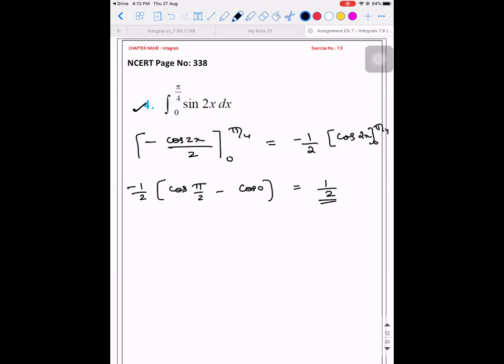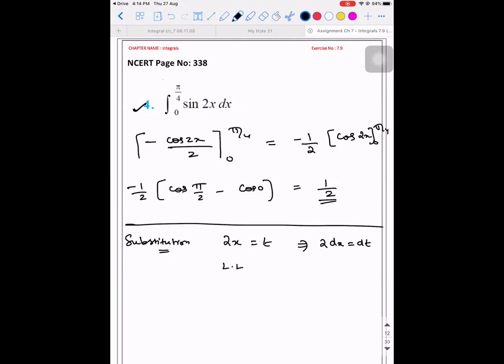Suppose you want to solve the same problem using the substitution method. It is only for you to practice. You need not complicate things, but it is for you to understand. If you have to follow substitution, which function will you substitute as t? 2x is equal to t, which implies 2 dx is equal to dt.